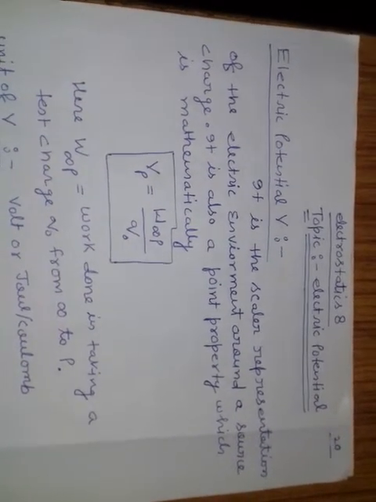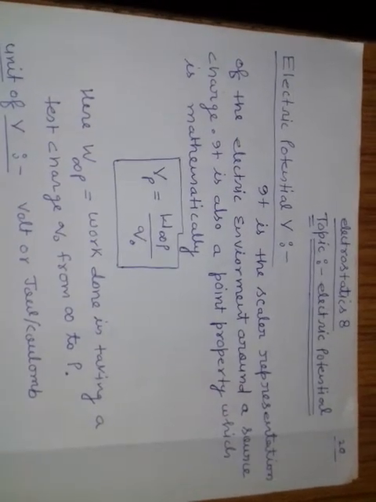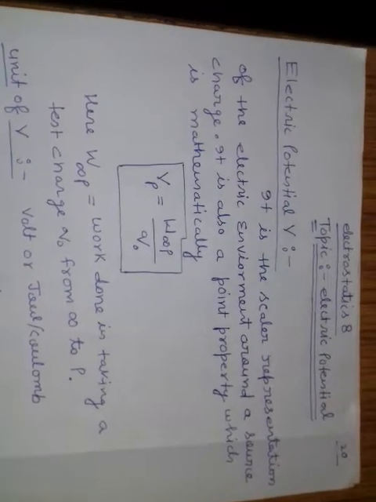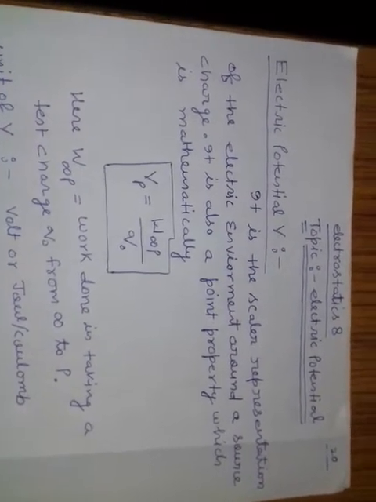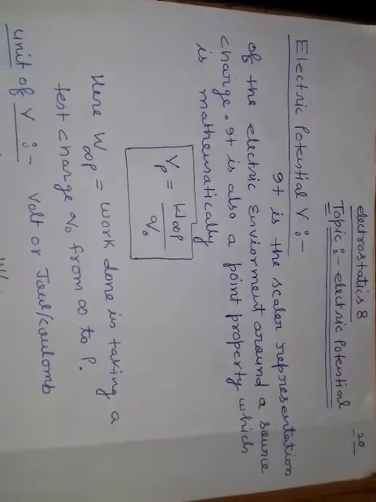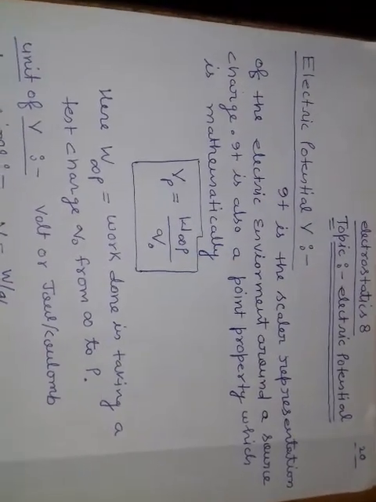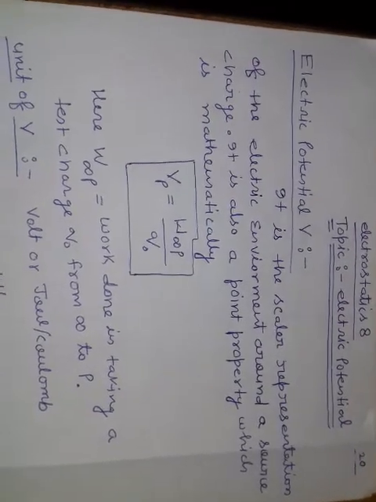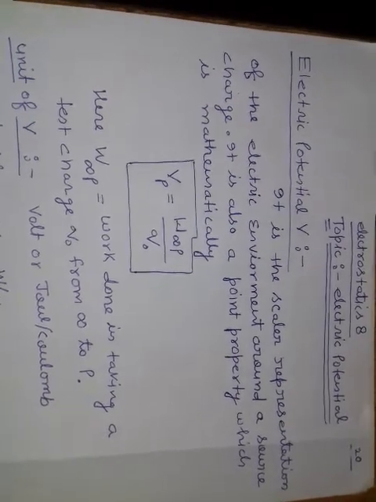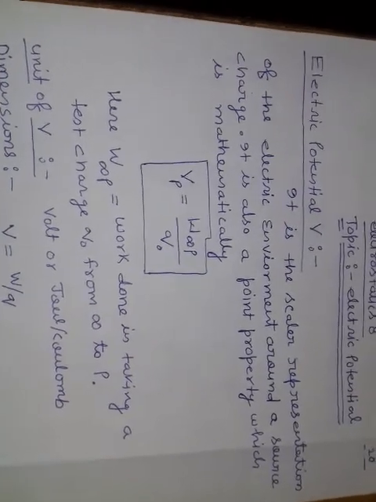It is also a point property like electric field intensity. Electric field intensity is the vector representation of the electrical environment around a source charge, whereas electric potential is the scalar representation of the electrical environment around a source charge. Okay, mathematically it is the ratio of work done in taking a test charge from infinity to a point divided by the magnitude of the bringing charge.